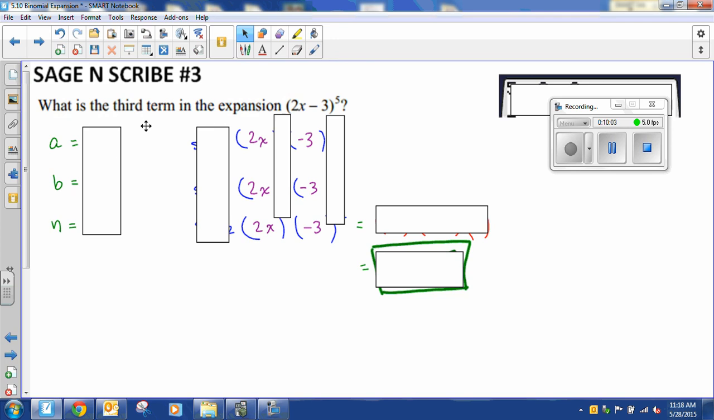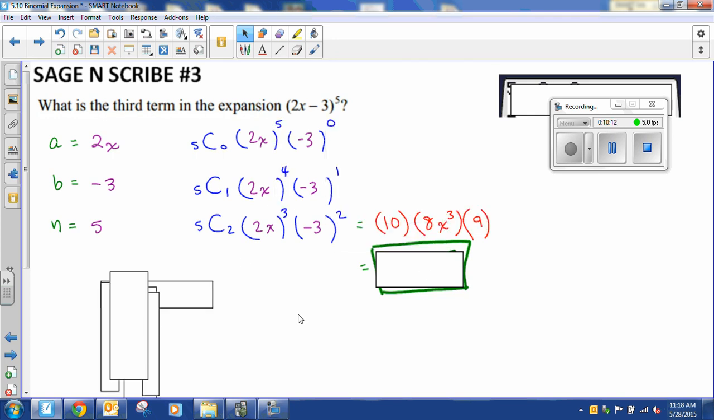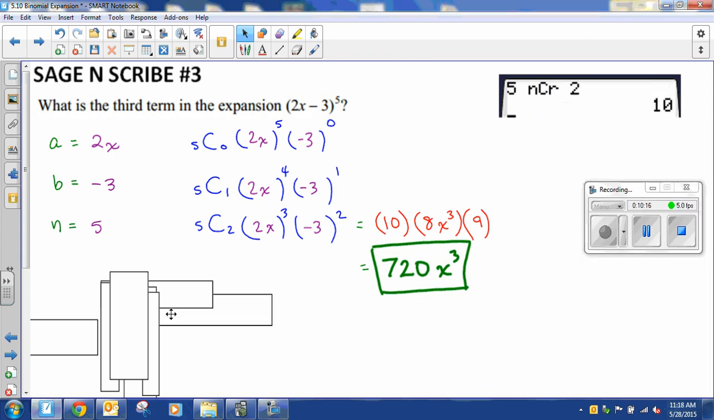And finally, number 3, we have what is the third term in this expansion? A is 2x, b is negative 3, n is 5. And we end up with 720x cubed.